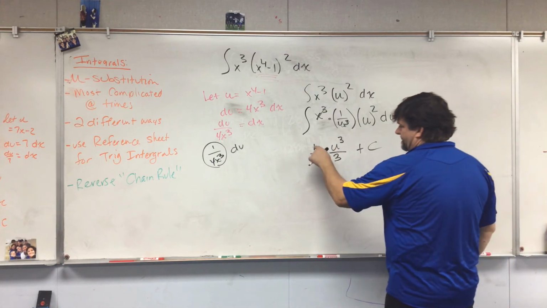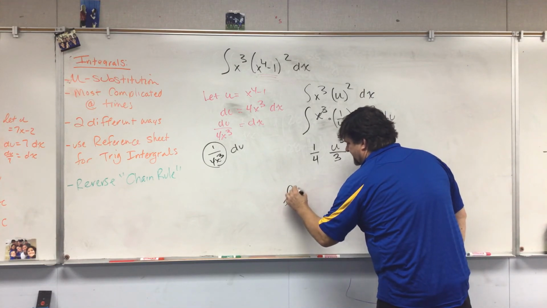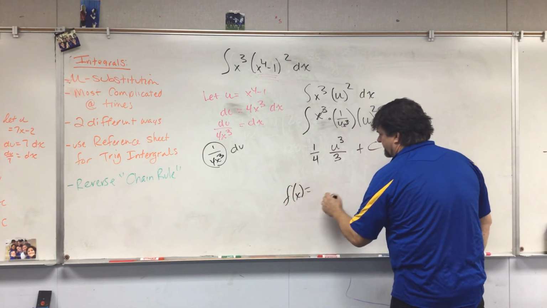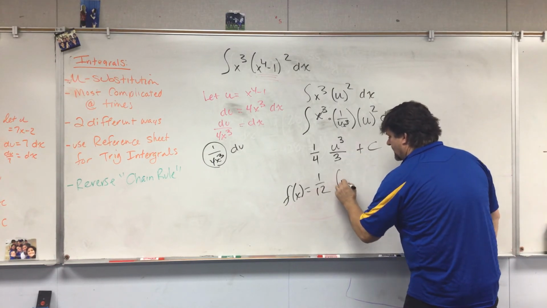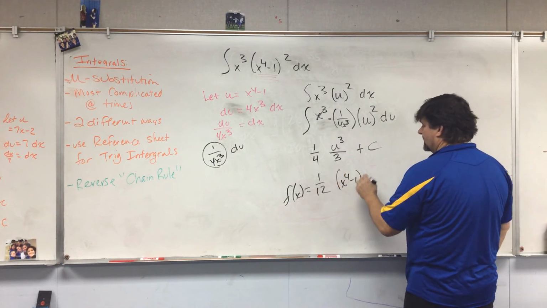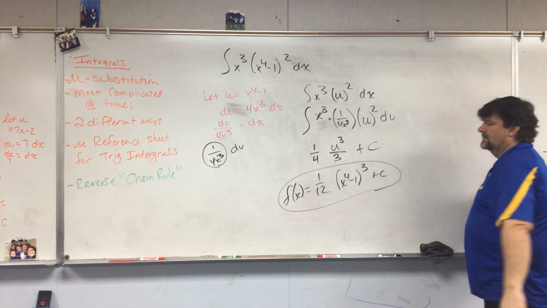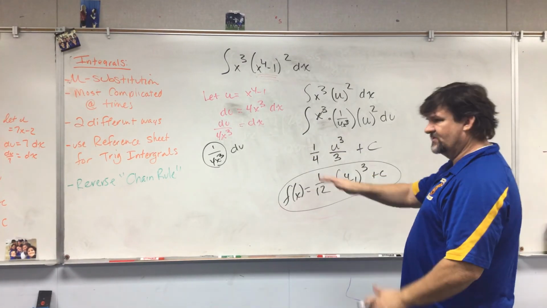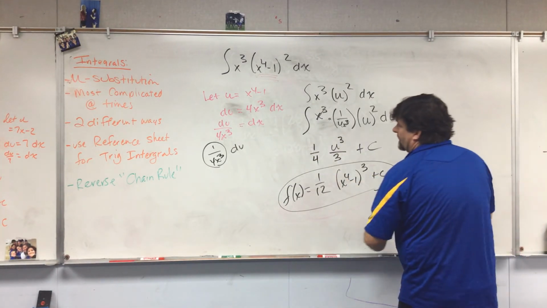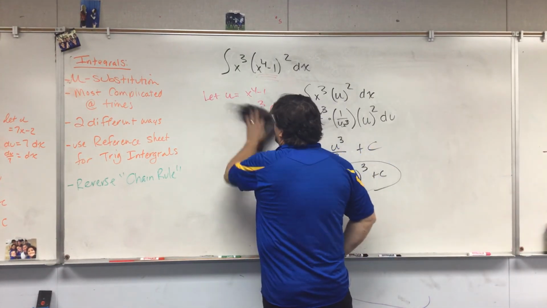Clean all this up. 3 times 4. So f of x is equal to 1/12 times (x to the 4th minus 1) cubed plus c. Same exact idea. It's called u-substitution. You'll see this a lot more as you guys move on through your mathematics career. All right, last one.